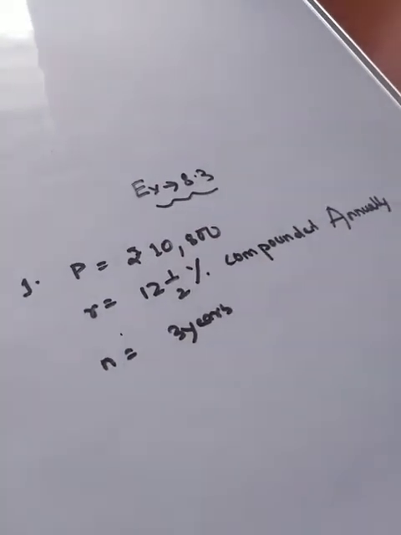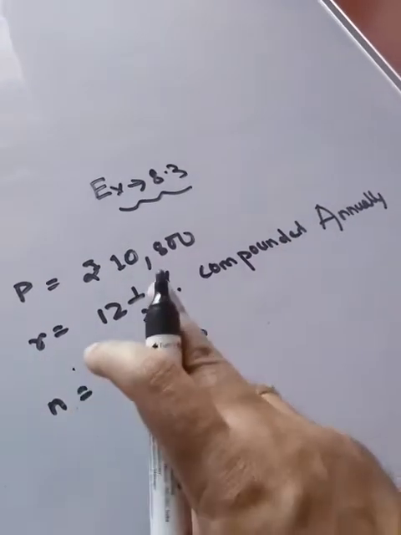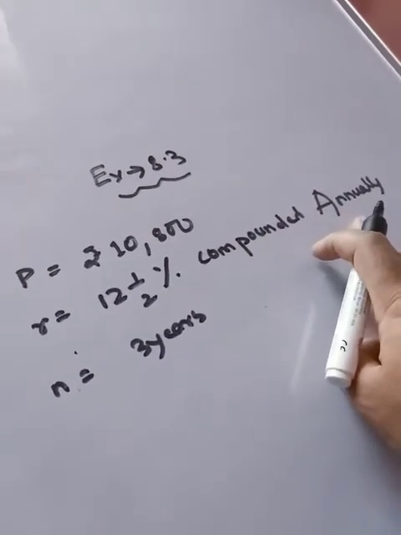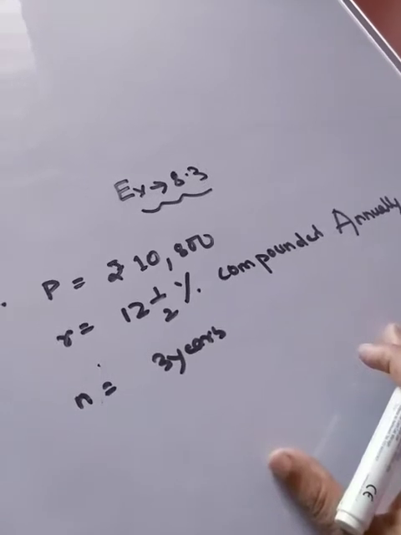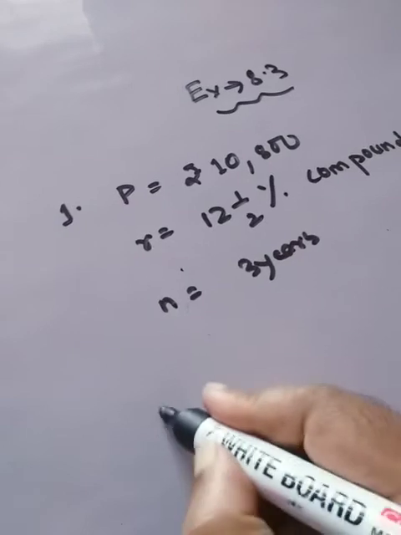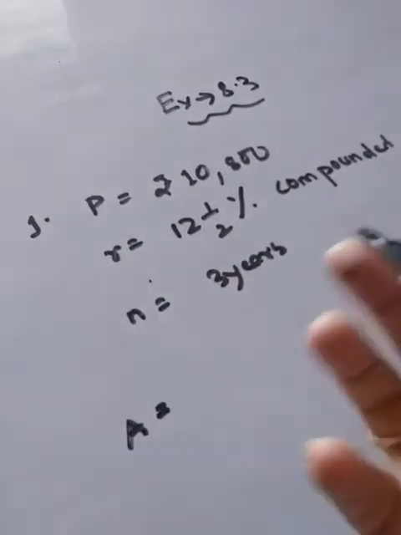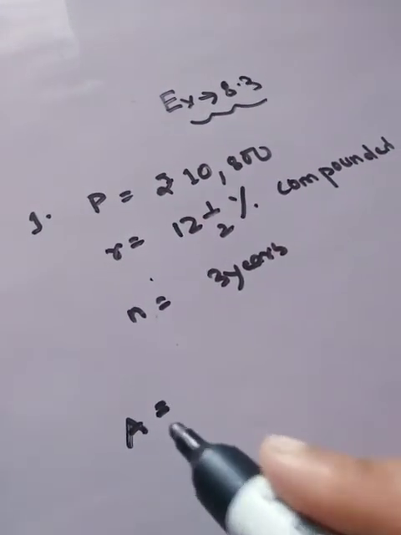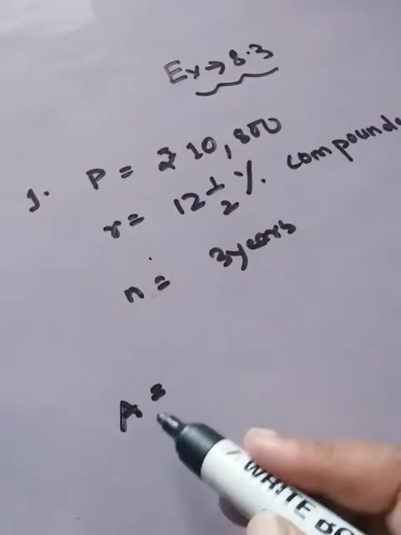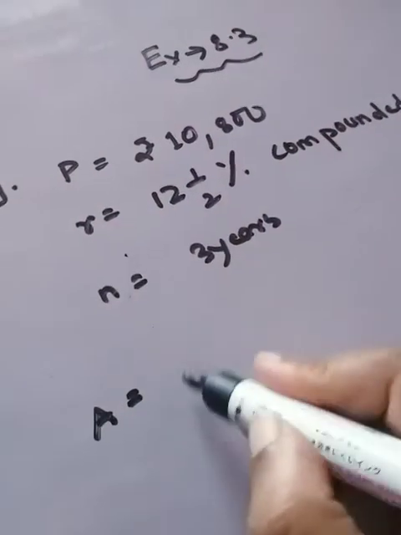This is question number 1. Principal is given 10,800. Rate of interest is given 12 1 by 2% compounded annually, that is, annually it is charging, not semi-annually. So we'll use the annually formula. n, the number of years, is given 3 years. We have to find the amount as well as the compound interest. Always remember, first find the amount before you find the compound interest, because until you know the amount, you won't be able to find the compound interest.